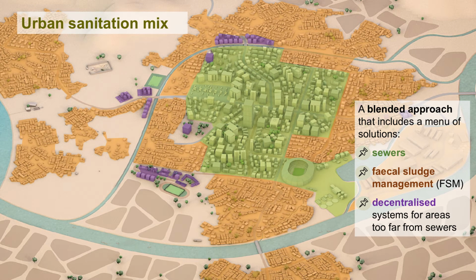CWIS does not follow a one-size-fits-all sanitation agenda. Rather, a mix of different systems and solutions is suggested, depending on the context and the enabling environment. This includes sewers and off-site treatment, on-site decentralized solutions, or FSM with off-site treatment.